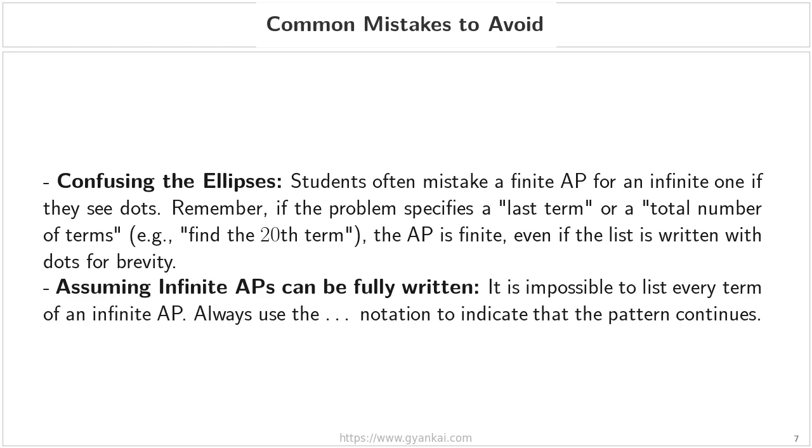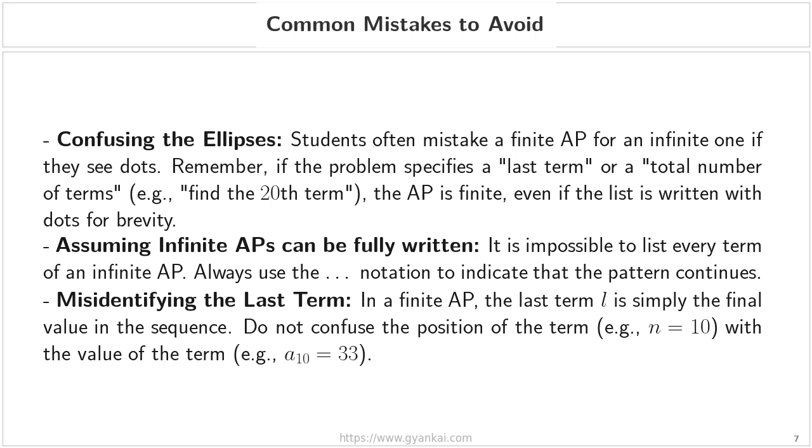Second, avoid the assumption that an infinite AP can be fully written out. As we discussed with the infinite examples, it is physically impossible to list every single number in a sequence that never ends. This is why we must always use the ellipsis notation, those 3 dots, to mathematically signal that the pattern continues indefinitely.